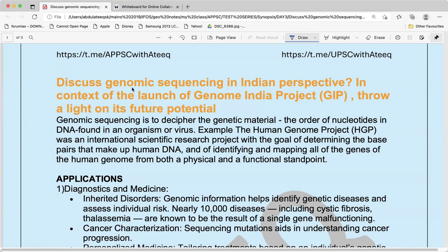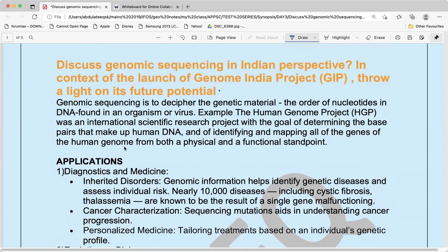Question for today is: discuss genomic sequencing in Indian perspective. In context of the launch of Genome India project, throw a light on its future potential. So this is the question, friends.